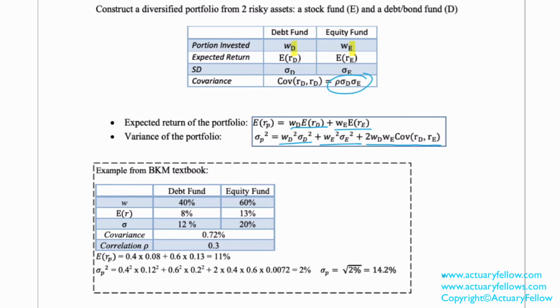In the example from the textbook, the weight for the debt fund is 40%, 60% for the equity fund. The portfolio expected return is 0.4 times 0.08, the expected return of the debt fund, plus 0.6 times 0.13, the expected return of the equity fund, equal to 11%. Plugging the numbers into the variance formula, the portfolio variance is 2%. Taking the square root, the standard deviation is 14.2%.